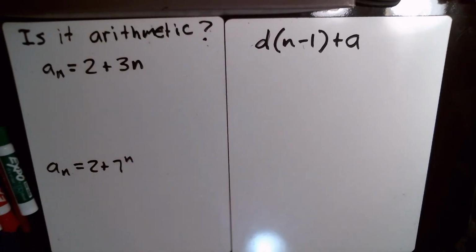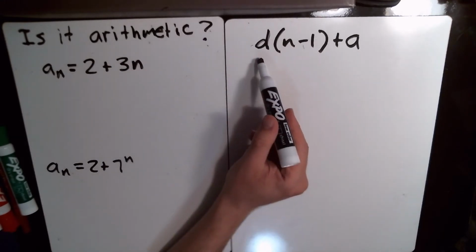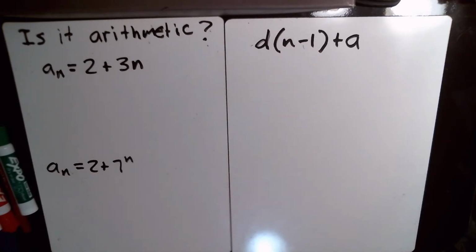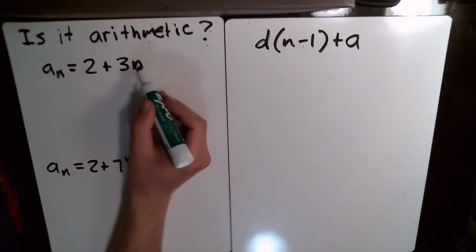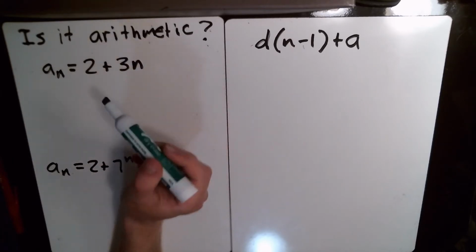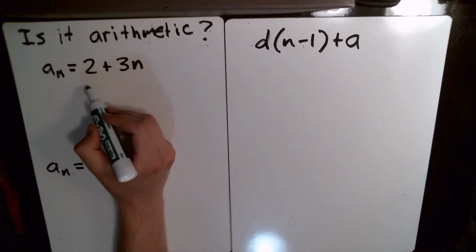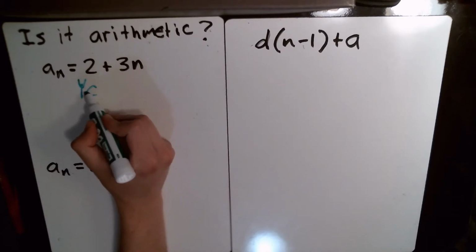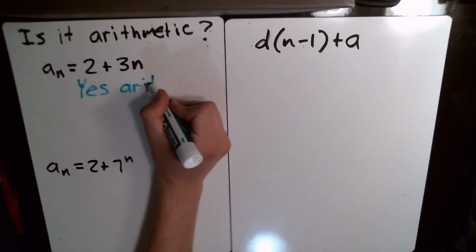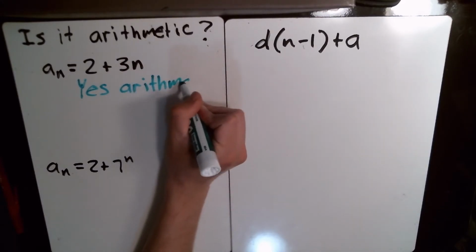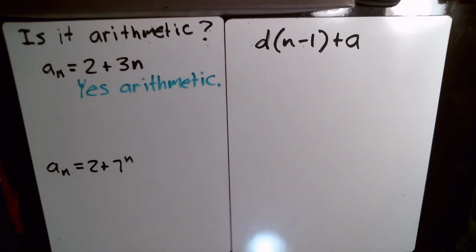I'll show you how to write this sequence in this form, but let's first just acknowledge this is a linear function. If you would replace this with x and this with y, it would graph out a straight line. So yes, this is linear. And our word for that in sequence notation is arithmetic.